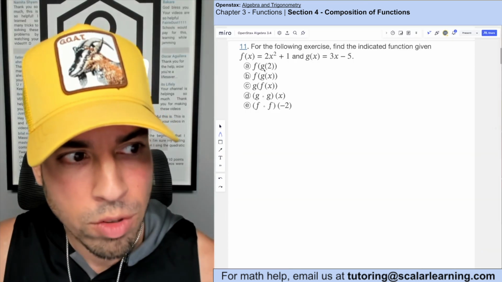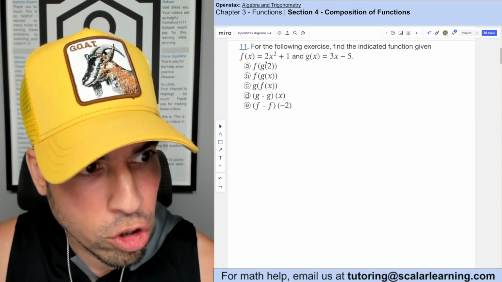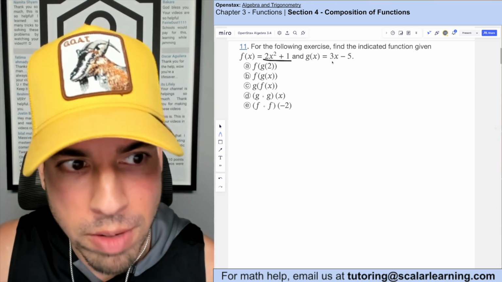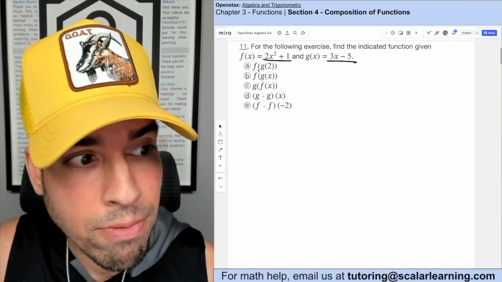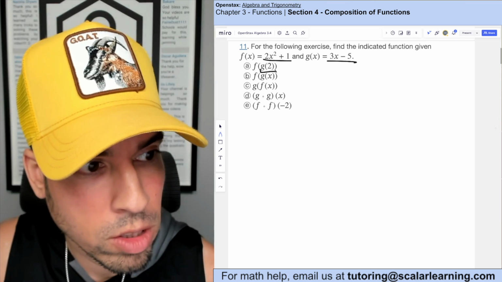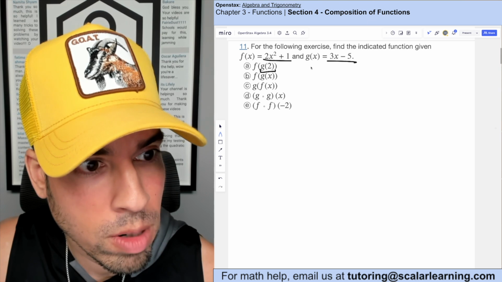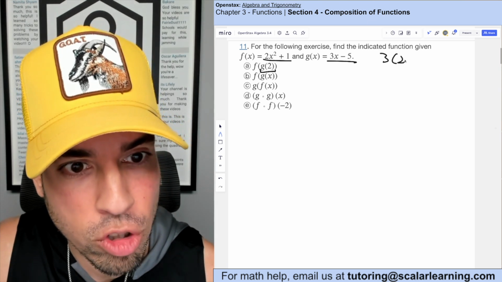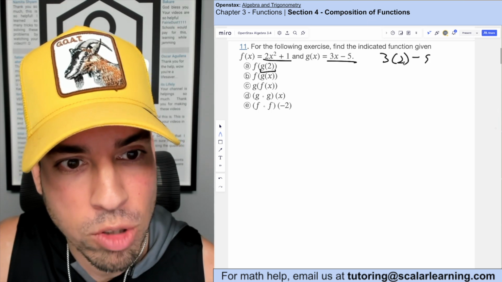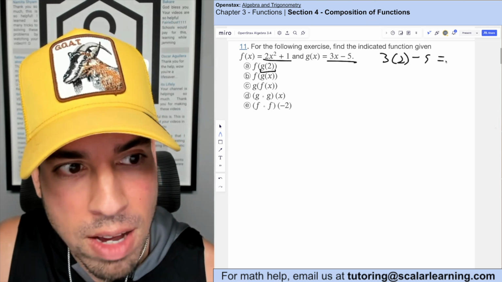So for this question here, we've got f of x equals 2x squared plus 1 and g of x equals 3x minus 5. And we're going to go through each of the parts. So when we've got f of g of 2, I'm going to start inside first. I'm going to take 2 and plug it into g of x. So that's 3 times 2 minus 5. 3 times 2 is 6, minus 5 is 1.